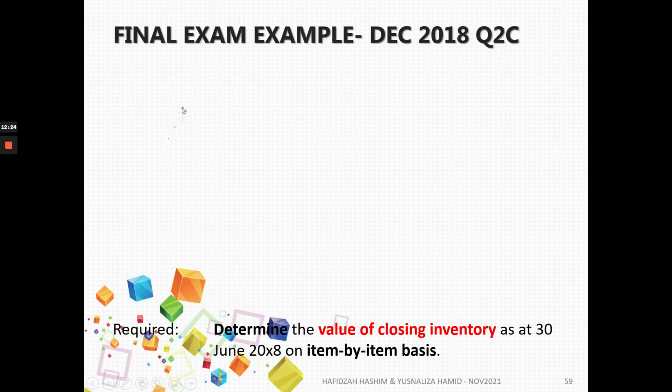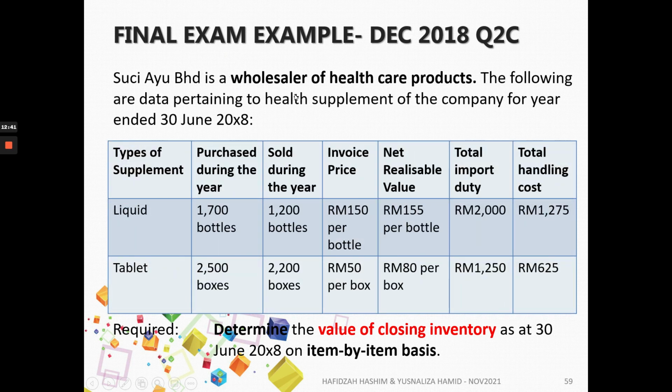Let's look at one final exam example to illustrate the write down of inventories and also illustrate the cost of purchase as well as the inventory valuation, whether it is on cost or at net realizable value. So we have Suchi Ayu, a wholesaler of healthcare product, and they have the supplement that were the product of the company for the year ended 30th June.